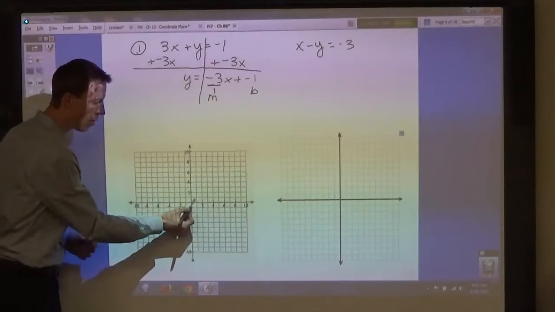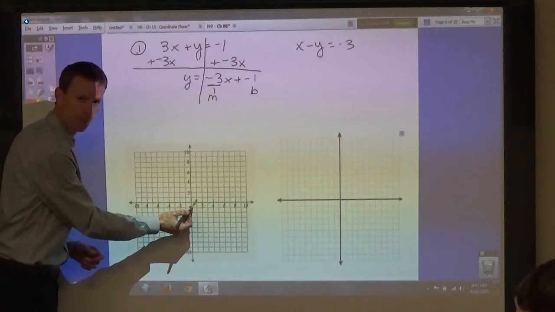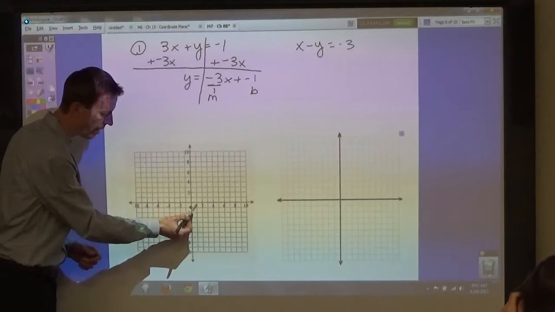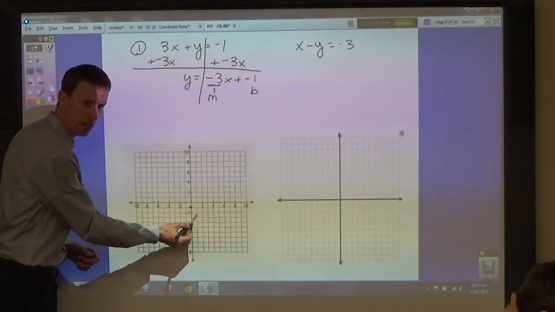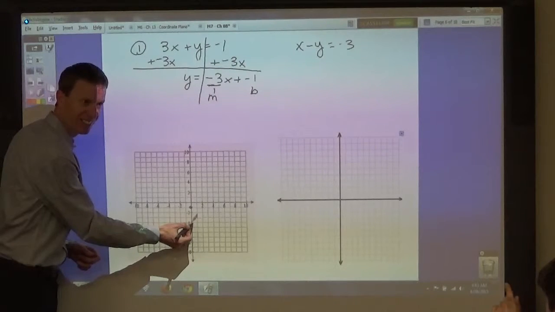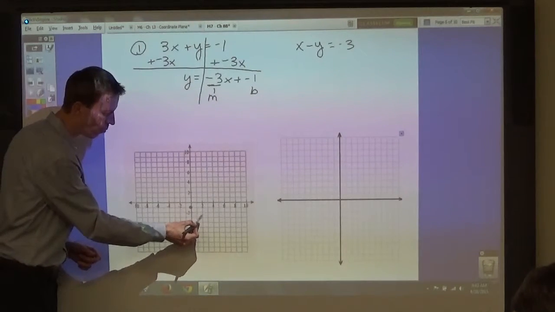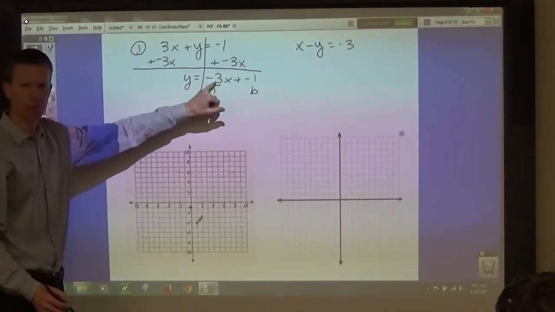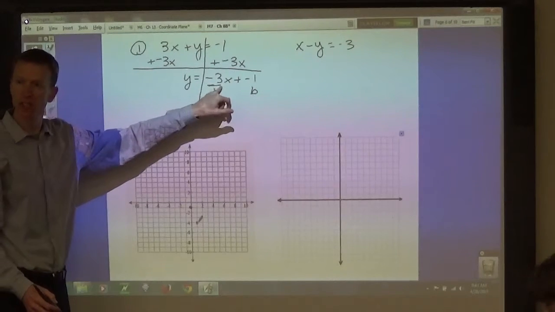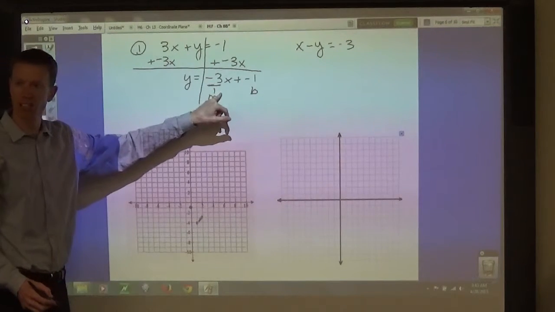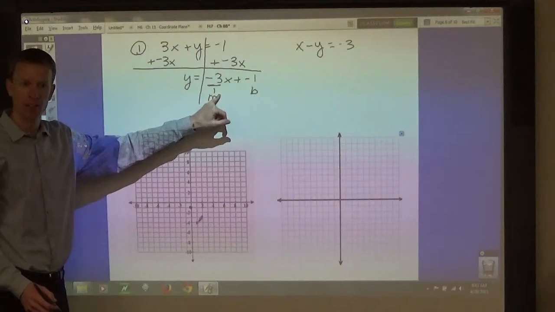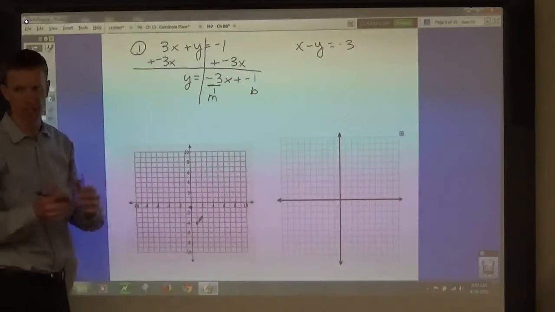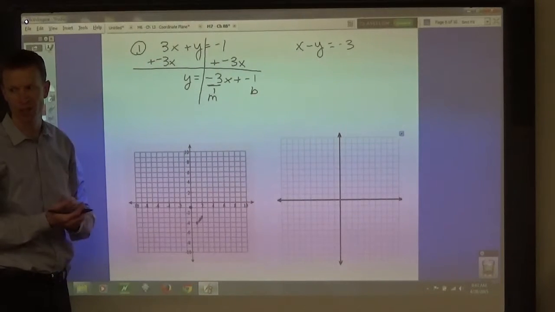So from this point, we would go down 3 and over what, class? 1. Over 1. We can't just go down 3 because this is a fraction. It's not -3 over 0. It's -3 over 1. So you always have to go over something when you're graphing a slope. Okay?